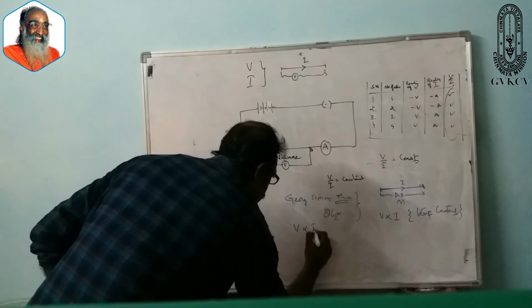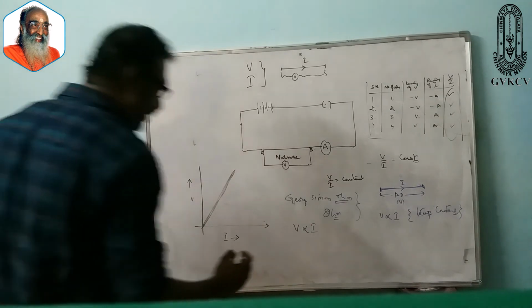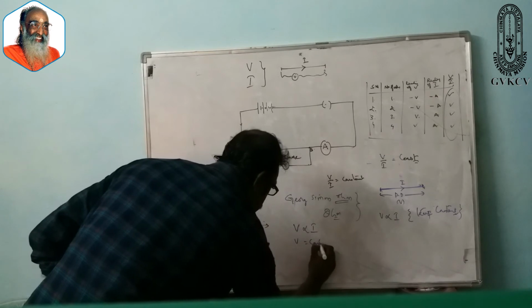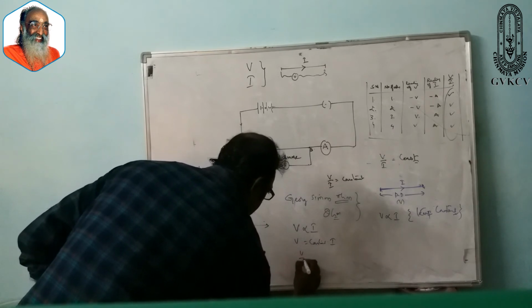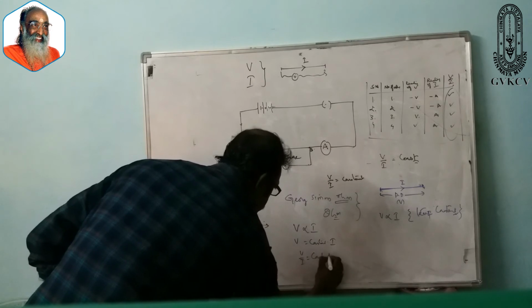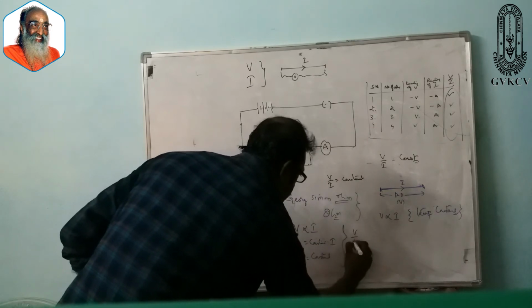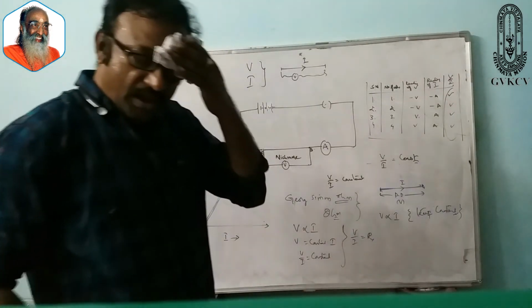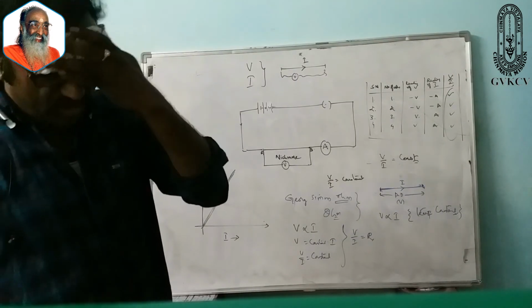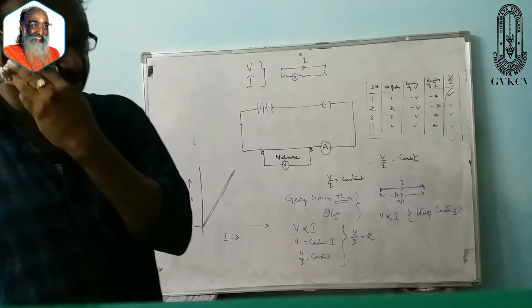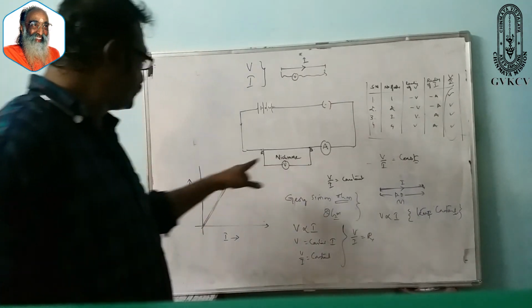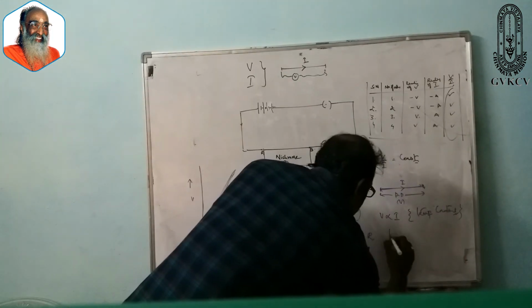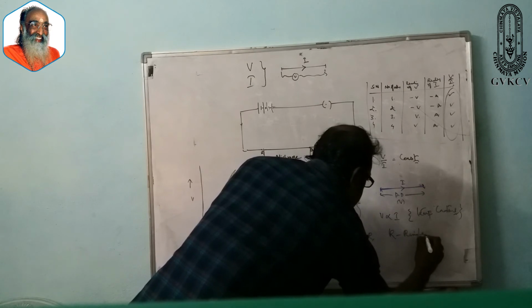Now we observe V is proportional to I, so V is equal to some constant times I. So V by I is equal to a constant, and this constant is replaced with a letter R. V by I is equal to R, and this R is a constant. It is nothing but the resistance of the conductor. So R is a constant, and it is the resistance of the conductor.